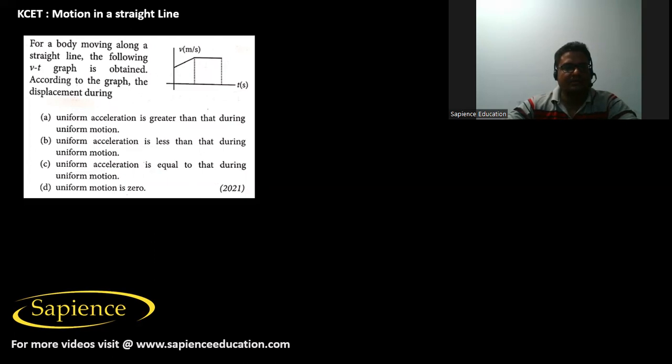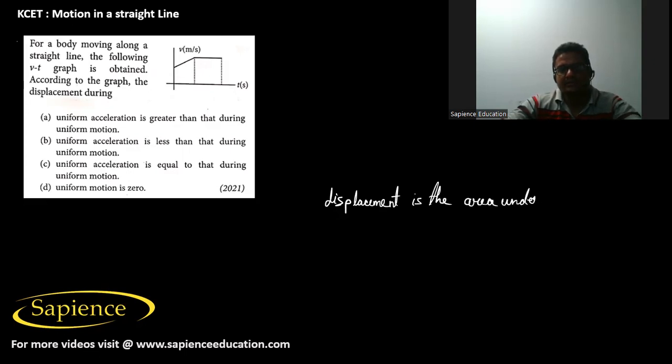So here it is told in the first question that for a body moving along a straight line, the following VT graph is obtained. According to the graph, the displacement during uniform acceleration is greater than that of uniform motion. So here we know that displacement is the area under the VT graph. Displacement is the area under the velocity time graph.